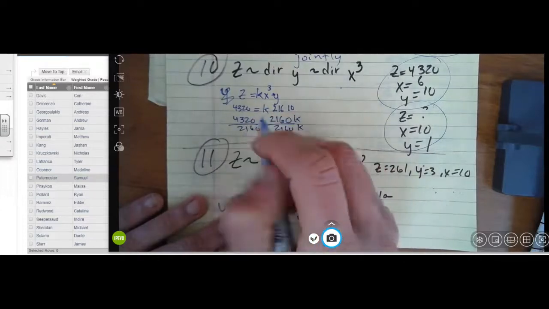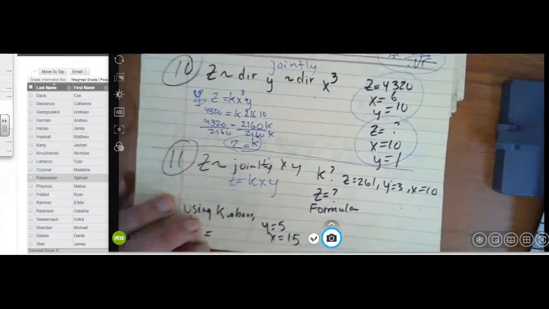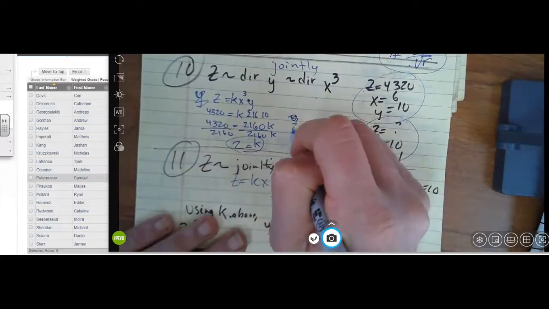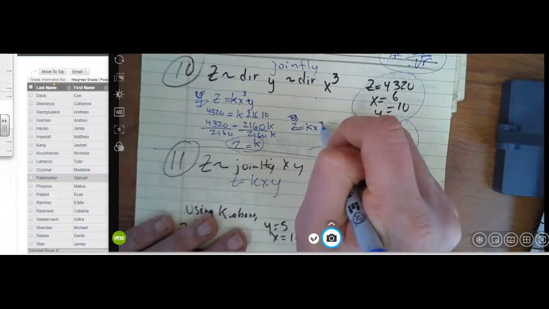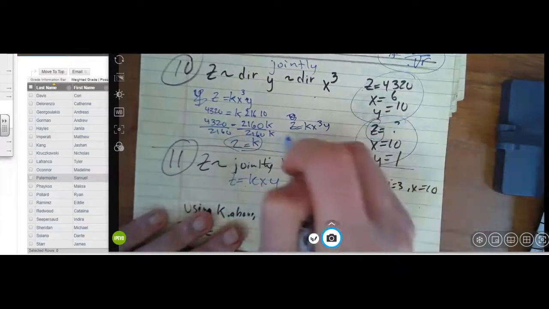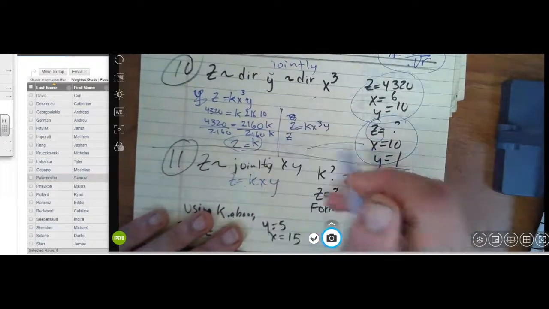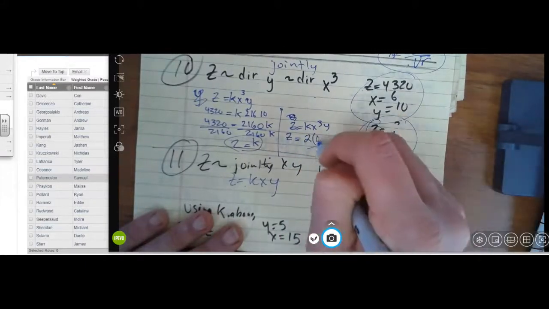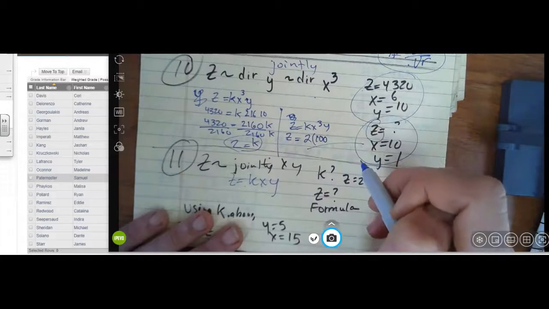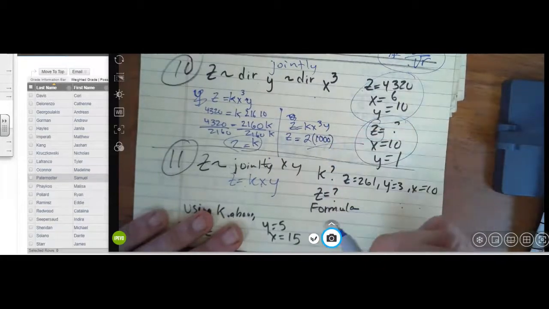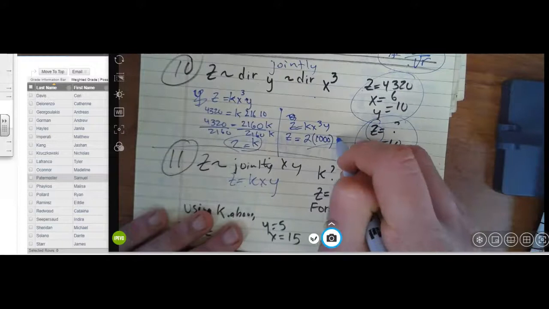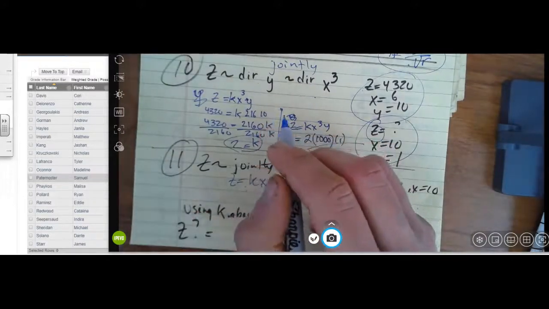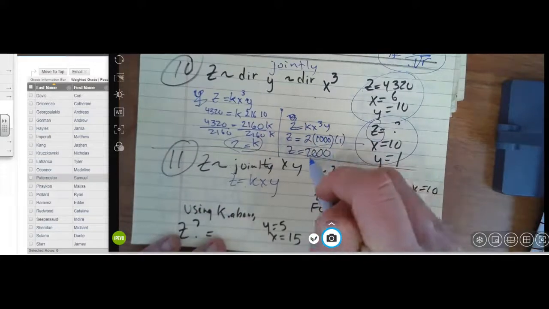2. And once we have 2, what do they want? They want us to figure out this problem. So we have z is equal to k x cubed y, and they want the z value. So z is equal to 2 times, again, x cubed is going to be 100, 10 times 10 is 100, times 100,000, times y, which is 1. So z is going to equal 2,000. There we go.